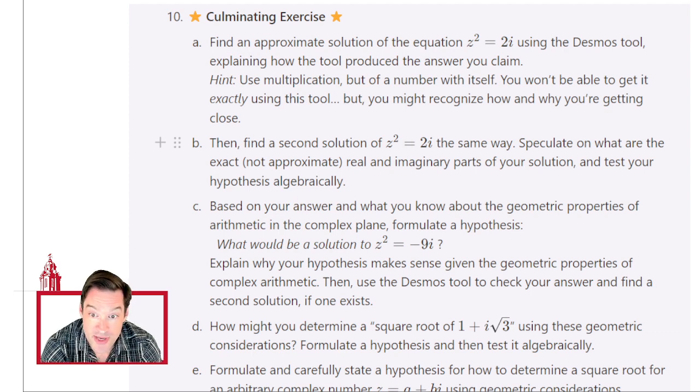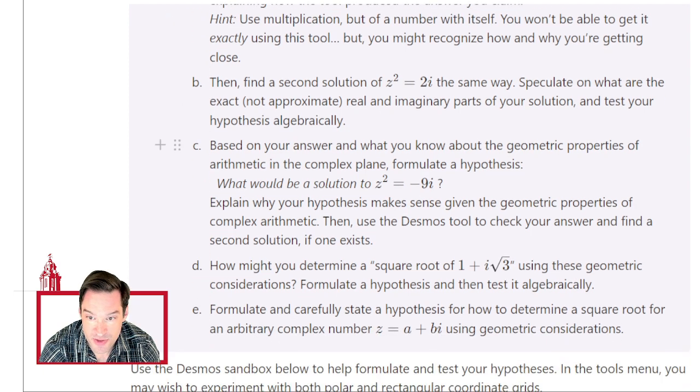So you'll use our Desmos tool to see if you can figure out how to solve the equation z squared equals 2i. In other words, we would be asking, what might a square root of the imaginary number 2i be? And then try to extend that intuition to find a square root, or maybe more than one, for the number negative 9i. What about for the complex number 1 plus the square root of 3i?